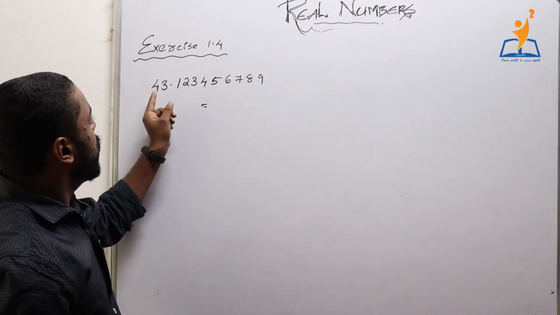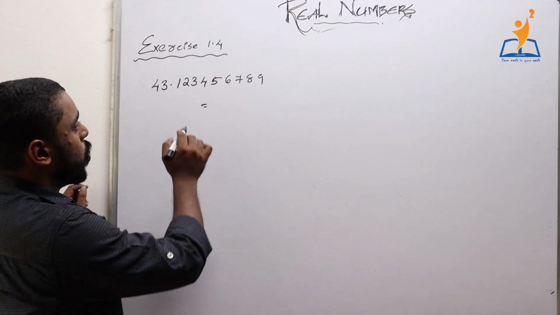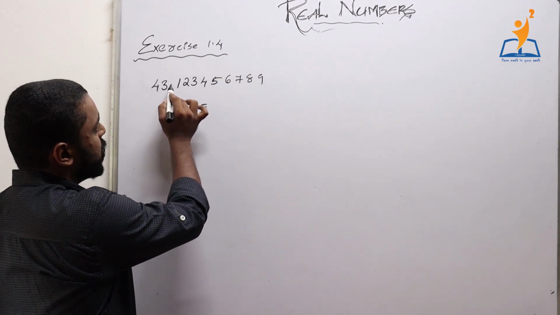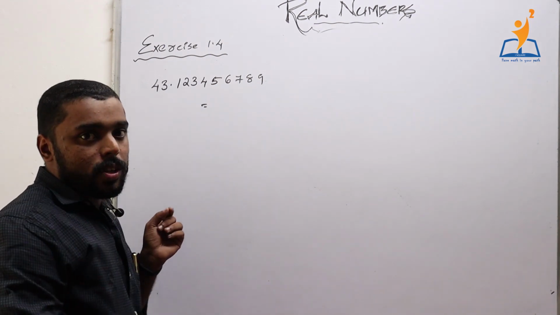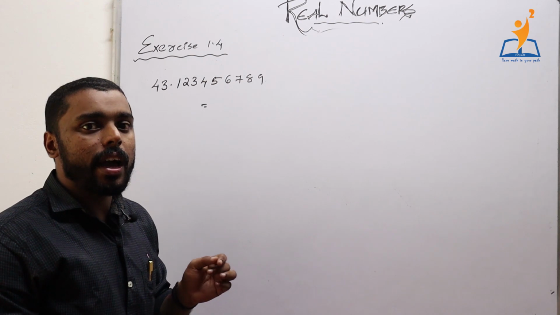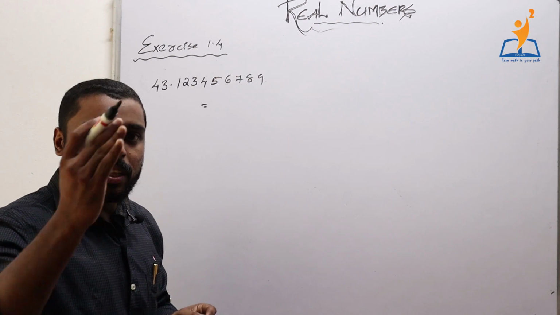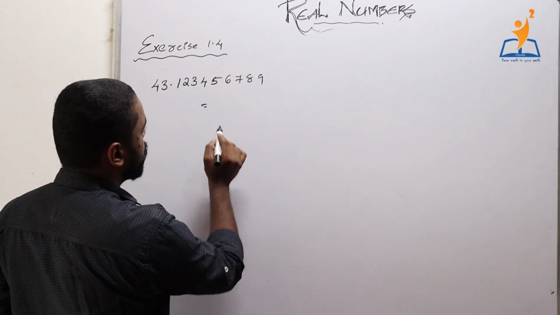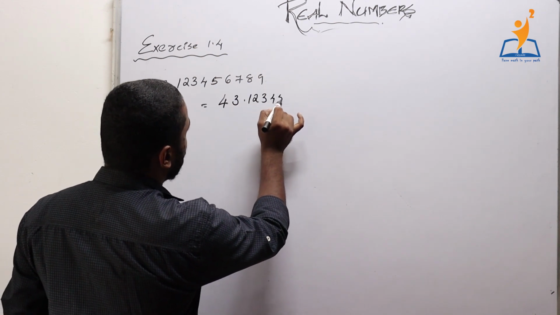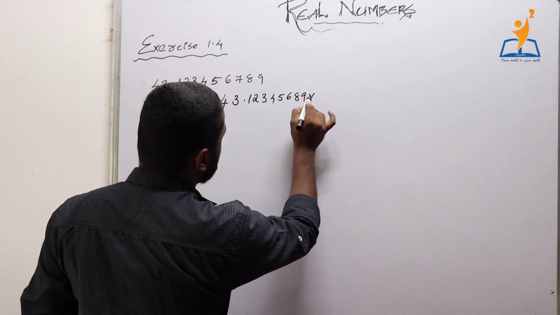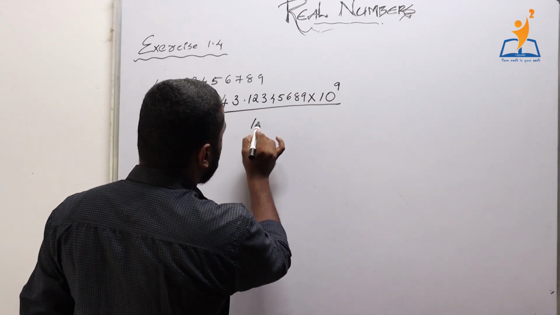Okay. See, in order to make this into a perfect number without any decimal places, if we needed to transform this point to this point, see, there are 9 digits, right? So we have to multiply and divide by 10 raised to 9, so that 9 zeros will come and this point will shift 9 places to the right. So we get 43.123456789 into 10 raised to 9 divided by 10 raised to 9.